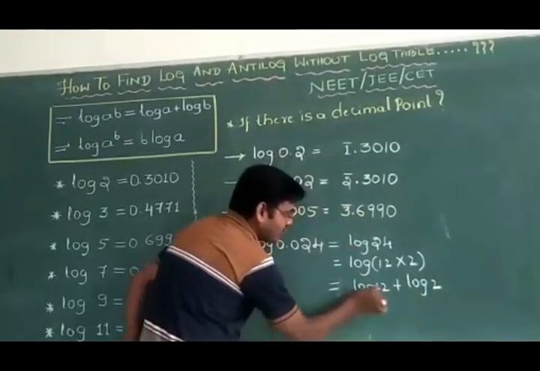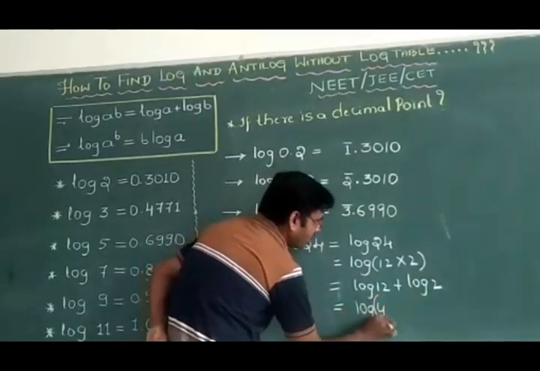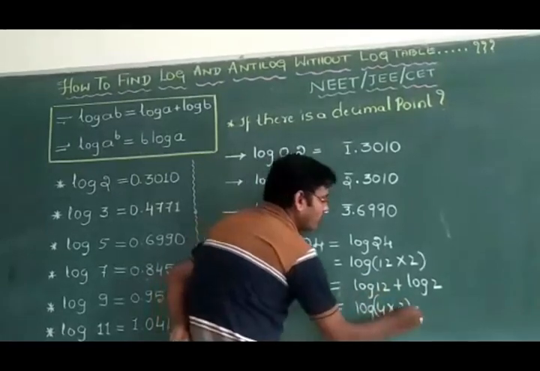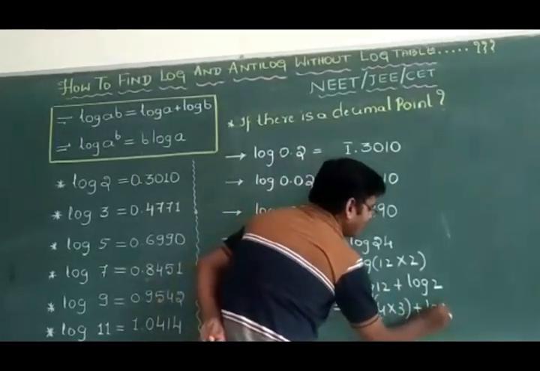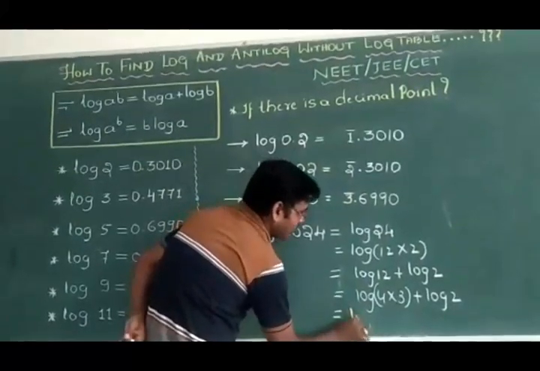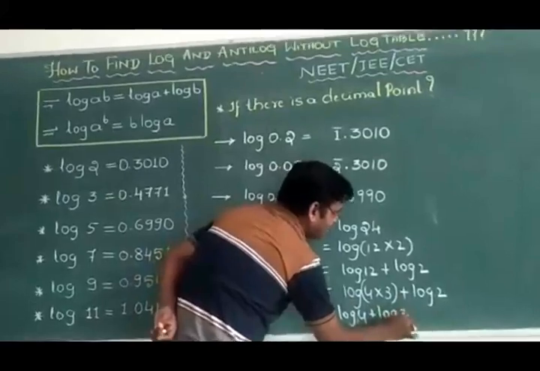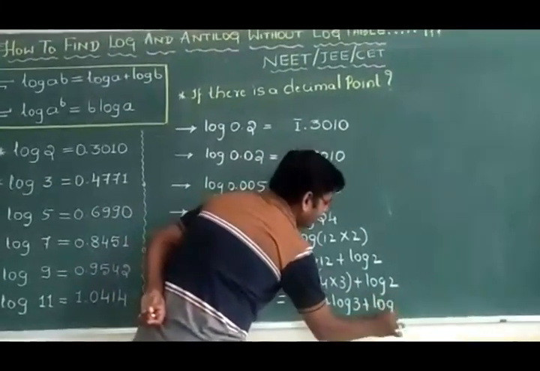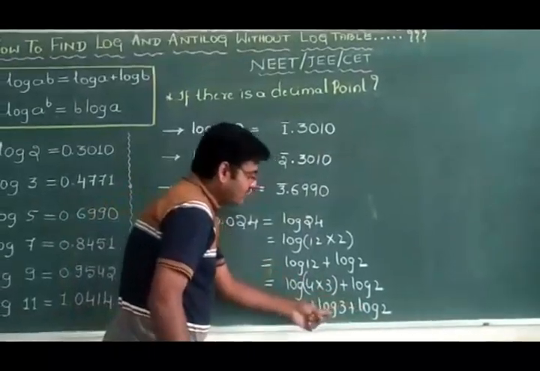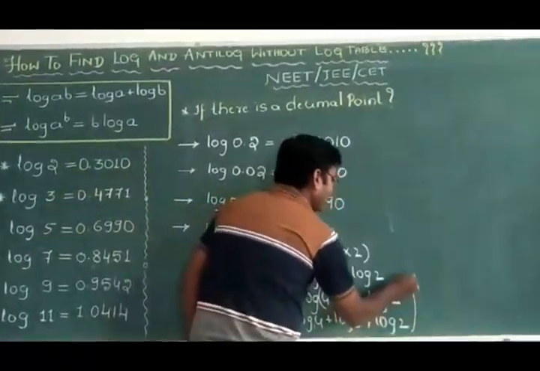Again here, log 12. Let us write this in the form log 4 into 3, since 4 threes are 12. So log 4 into 3 plus log 2. Now this is equal to log 4 plus log 3 plus log 2. Already you know all these three log values.